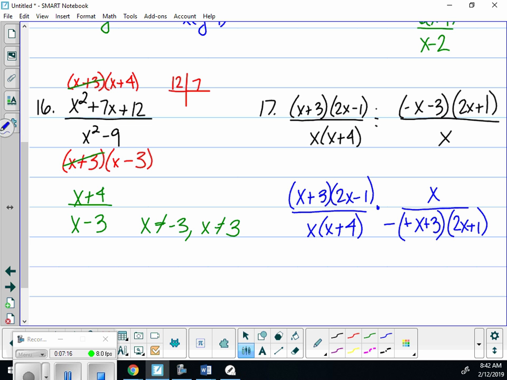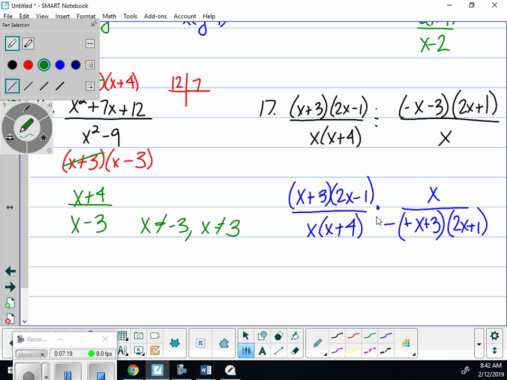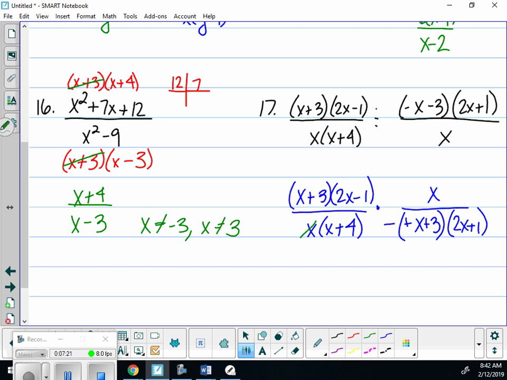So now I'm going to look for stuff that I can cancel. I can cancel the x's. I can cancel the x plus 3's. 2x minus 1, 2x plus 1, those don't cancel. X plus 4 doesn't cancel with anything. So I have a 2x minus 1 over a negative somewhere, off top or bottom, it doesn't matter. X plus 4 times 2x plus 1.